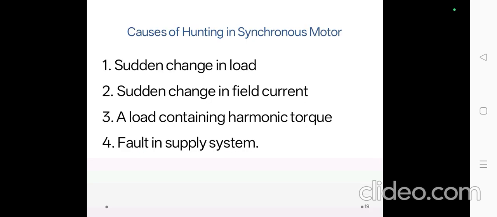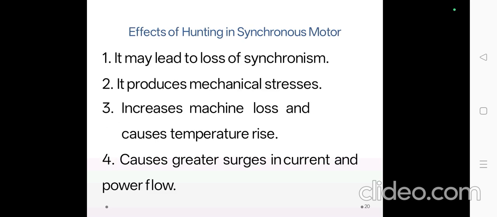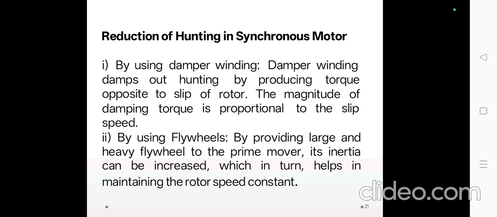The causes of hunting of synchronous motors are sudden change in the load, sudden change in the field current, the load containing harmonic torque, and fault in the supply system. The effects of hunting in a synchronous motor are that it may lead to loss of synchronism, it produces mechanical stresses, increases the machine loss and causes temperature rise, and causes great surges in current and power flow. The reduction of hunting in a synchronous motor is by using the damper winding.